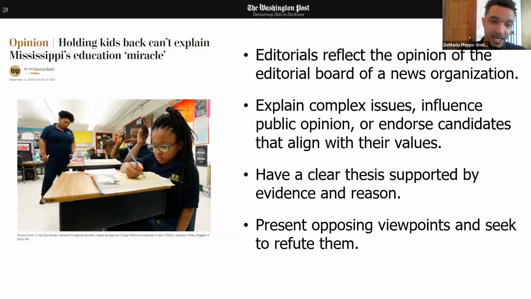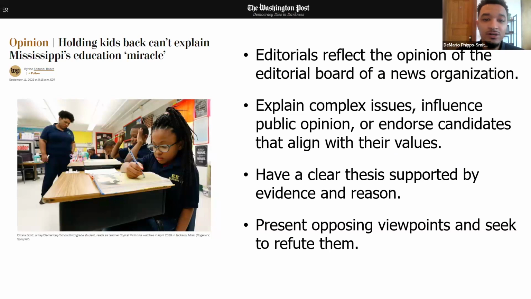And alongside opinion content like columns, you'll also see things like editorials. These editorials reflect the opinion of the editorial board. The editorial board is the newsroom leaders. They explain complex issues and influence public opinion on very important issues like politics or healthcare.